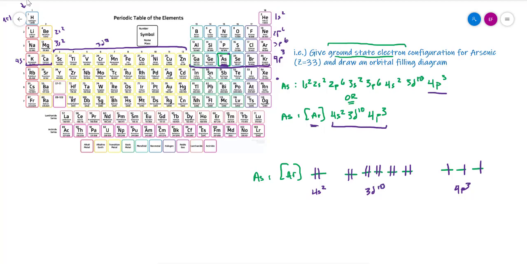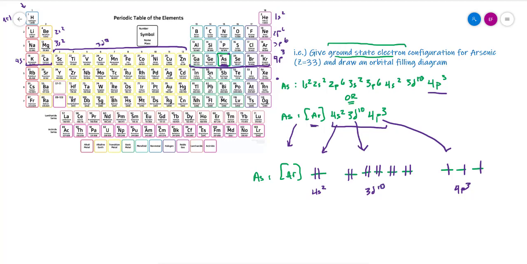Okay, so the actual orbital filling diagram, I didn't write out the entire thing just to save space. You could if you wanted to. I just wrote out the closed shell configuration. So I've got argon, and then beyond the argon, I've got my 4s2 orbital here. I've got my 3d10 orbital with all 10 electrons, and then I've got my 4p3 orbital.